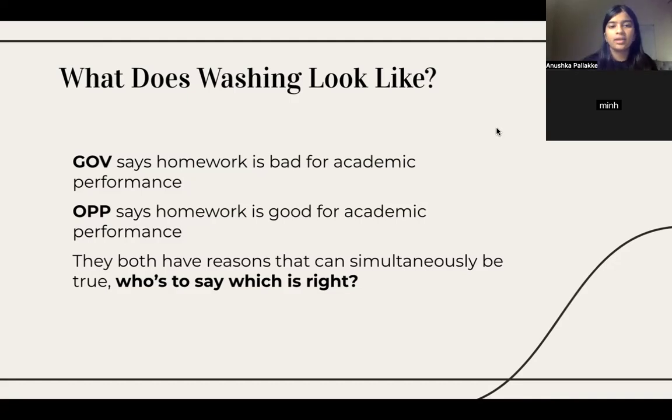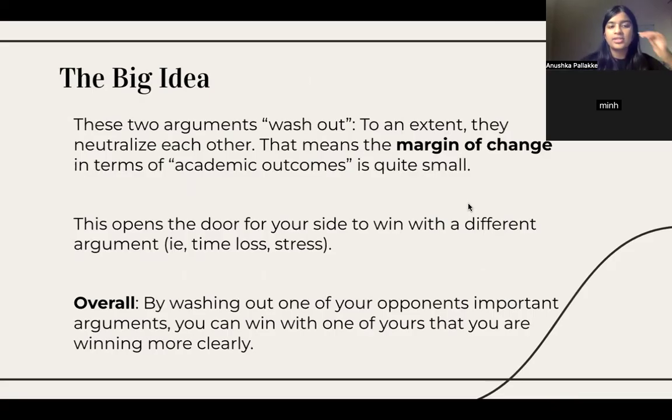Okay. So again, the big idea is that these two arguments would wash out, so they would effectively neutralize each other, and the margin of change in terms of academic outcomes would be quite small. The thing you can do with this is say: okay, I'm going to drop the academic performance argument. I don't think that's a very strategic way for me to win. And now because I've washed it, I no longer need to care about this argument. This means I can open the door for my side to win with a very different argument.